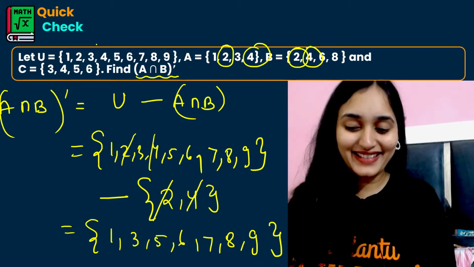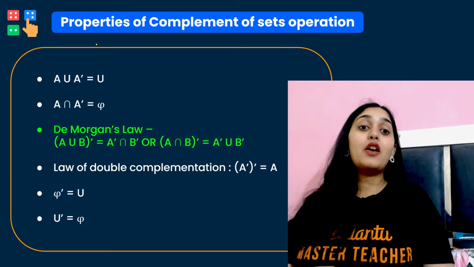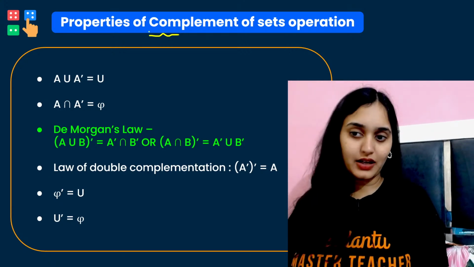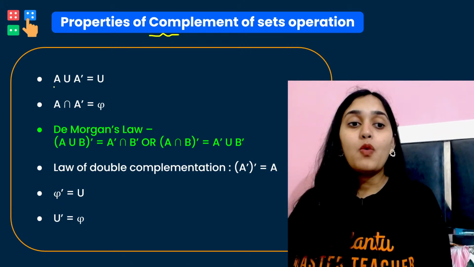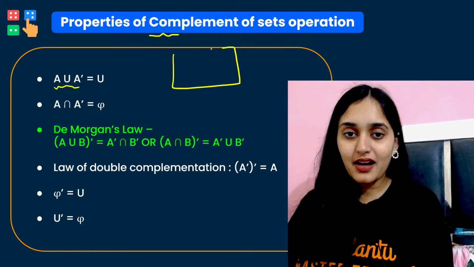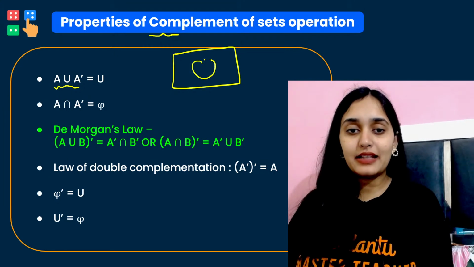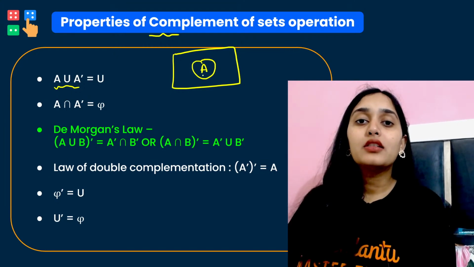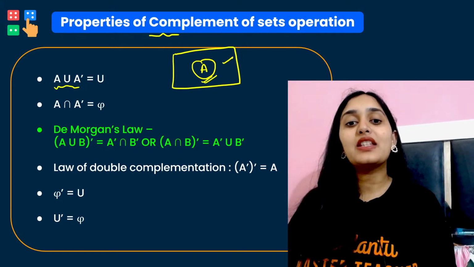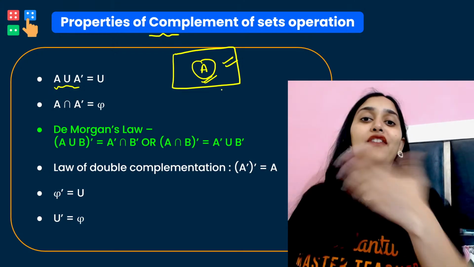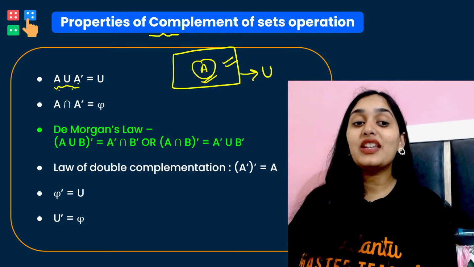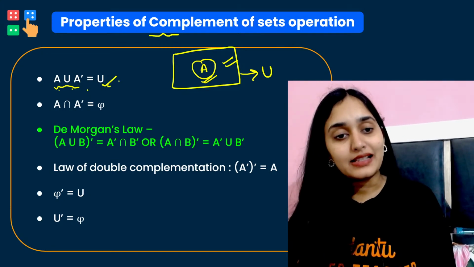Alright, understood. Okay guys, now here are some very important properties of complements of set operation that you need to understand. First of all, what will be A union A complement? So, we are basically saying there is a universal set, there is a set A. I want everything in set A and everything which is not there in set A. So if you combine both of them, you will get universal set, right? So A union A complement is universal set.